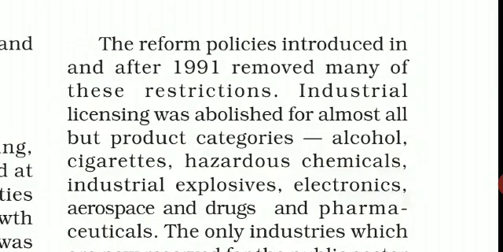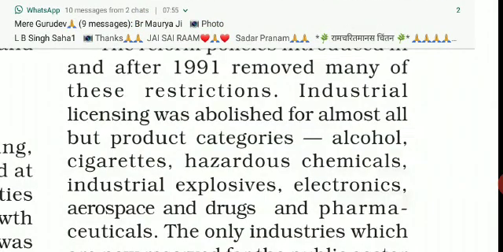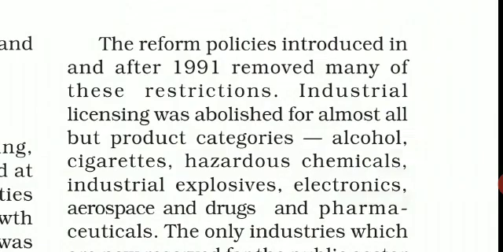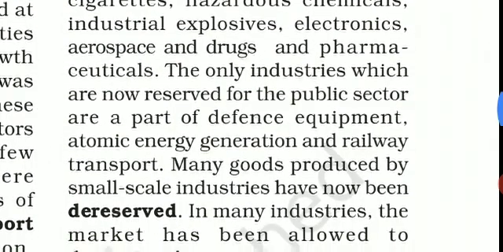So in 1991, the reform policy abolished, removed all these restrictions. First, industrial licensing was abolished from most of the product categories. Few were still kept under licensing, such as alcohol, cigarette, hazardous chemicals, industrial explosives, electronics, aerospace, and drugs and pharmaceuticals. For these sectors, that licensing policy continued. With the rest of the products, it was completely abolished.